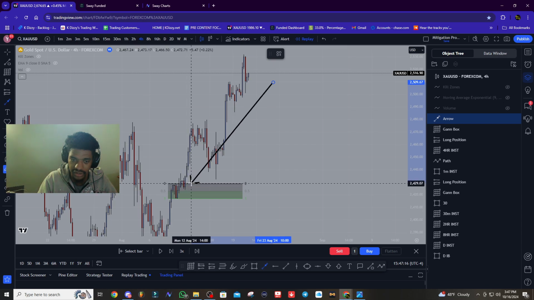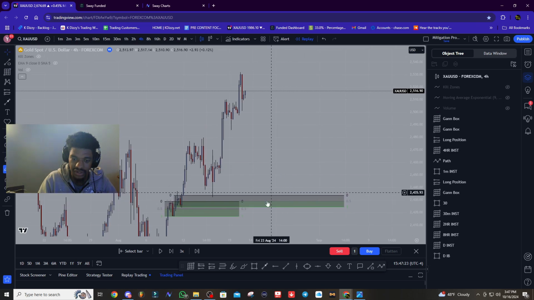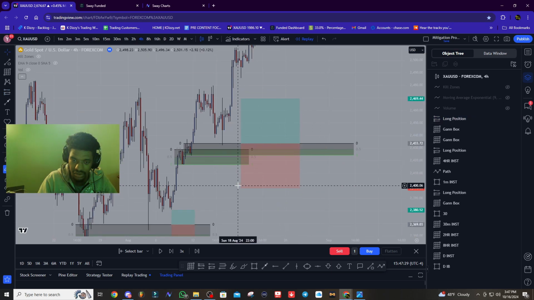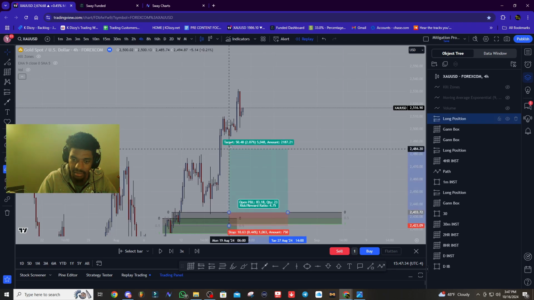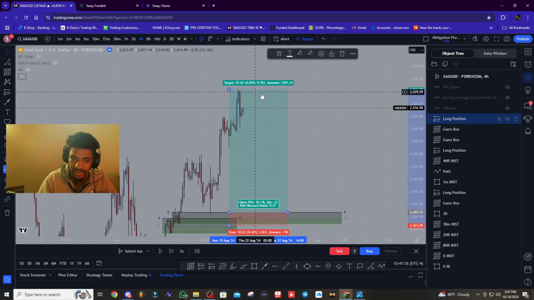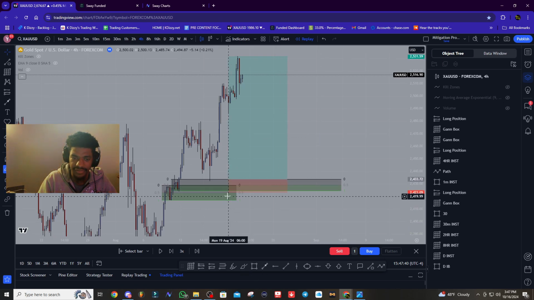Boom, right here, right? Let's mark this real quick. Look what it did. Hit this area. Hit this area. Boom, all the way up there. Sheesh, 9 times what you risked right there, if you caught that.